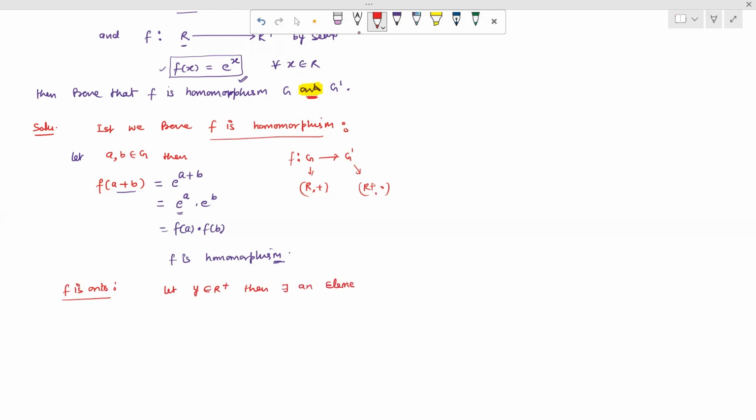which belongs to R. So there exists an element log y, and log y definitely belongs to R. How do we say that log y belongs to R? Because the function is defined as f(x) = e raised to the power x. Now f(x) we can write as y. So y = e raised to the power x.